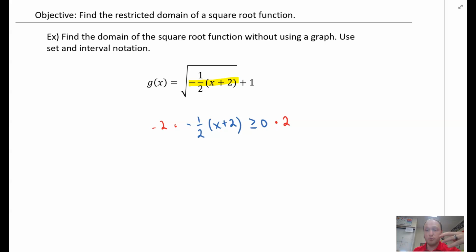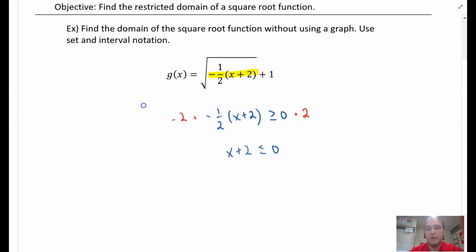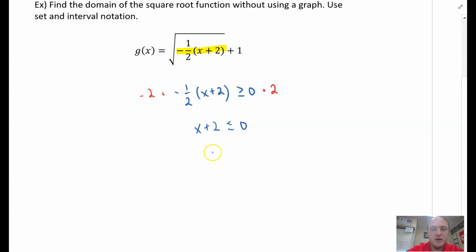Remember, when you multiply or divide by a negative with inequalities, what happens to the sign? It switches. Still 0, but we have to switch the sign. So x plus 2 must be less than or equal to 0, which when we subtract 2 gives x is less than or equal to -2. On our number line, here's -2. I want all the values equal to or less, going toward negative infinity.